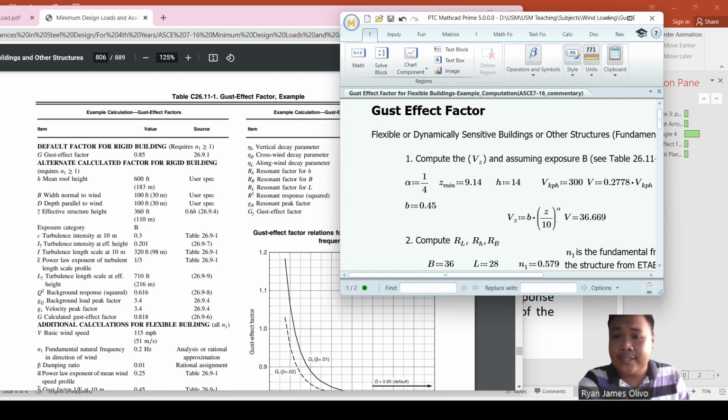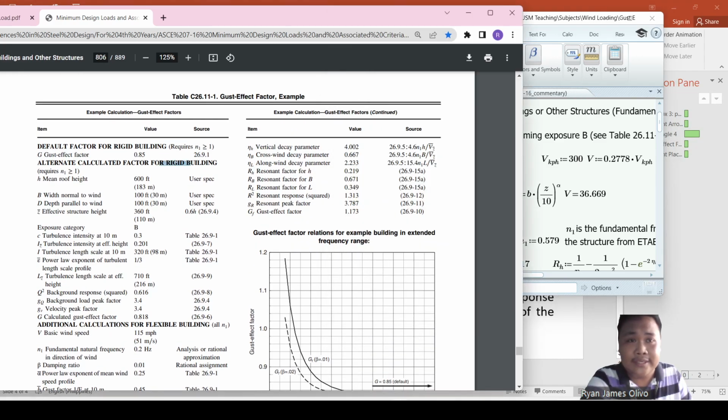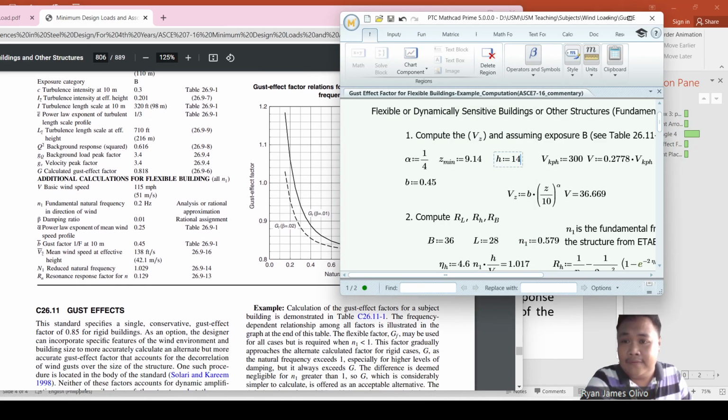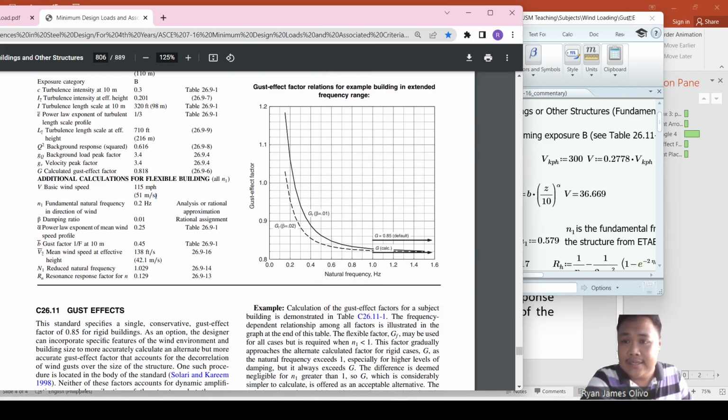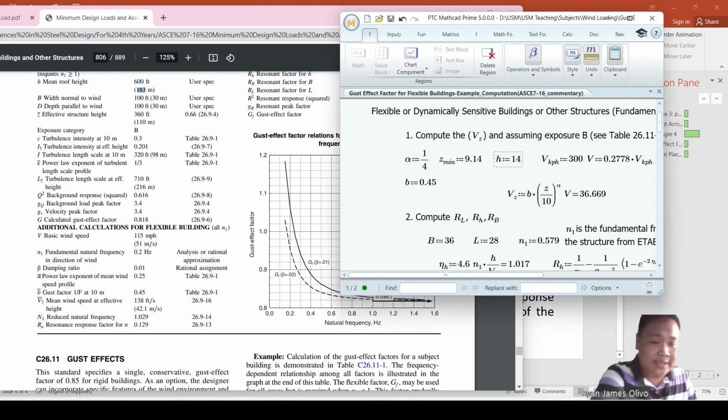So for exposure B, these are the parameters. You can see this is alpha bar, sorry, I can't put a bar on top. This is b bar, this is z min, and so on. The H here is given as, we don't bother with rigid. We bother with what we call a flexible building, and that is okay. 183 meters, again I don't know why this is so big.